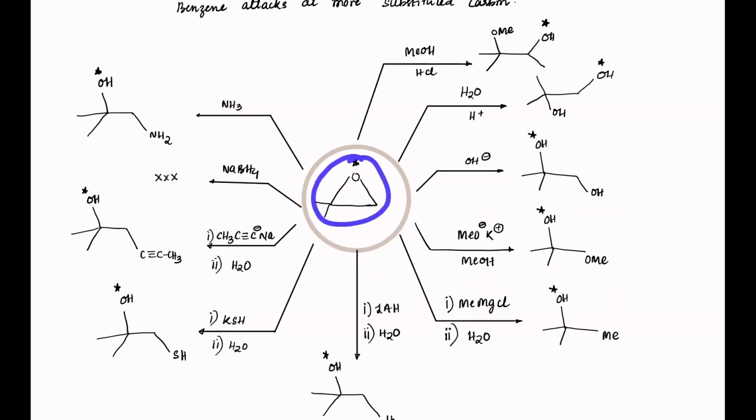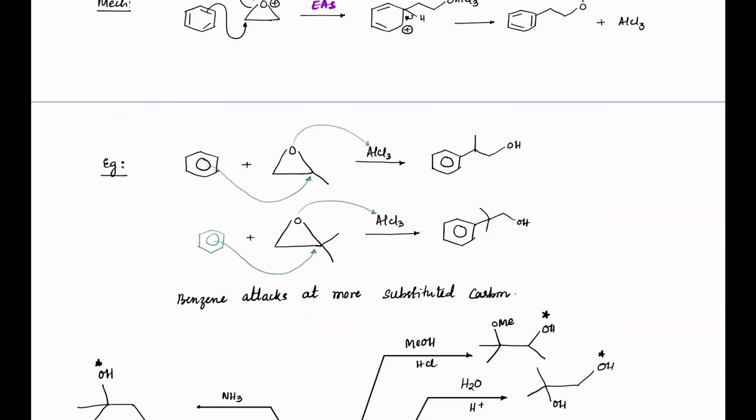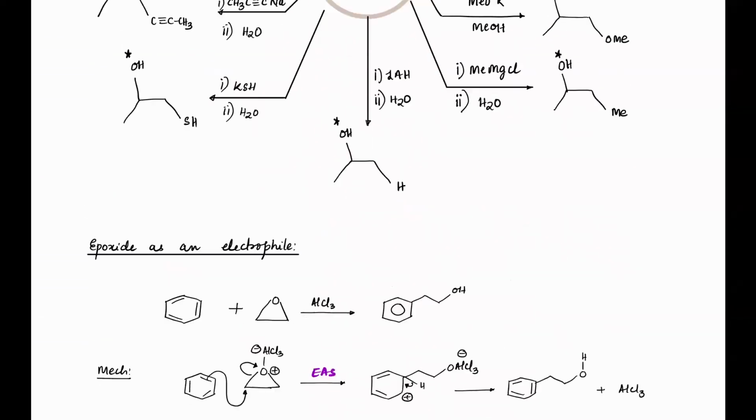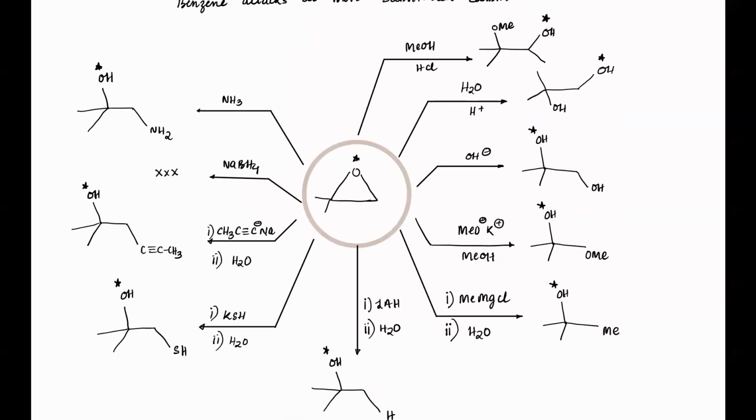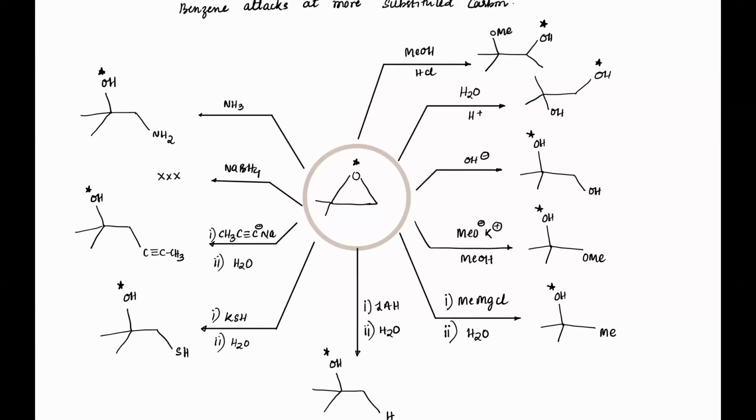Again, I have written it. Got it. So if you have two methyl groups, what is the product you can get? I think we have done this before. Yeah. If you have two methyl groups, you know which is the major product.